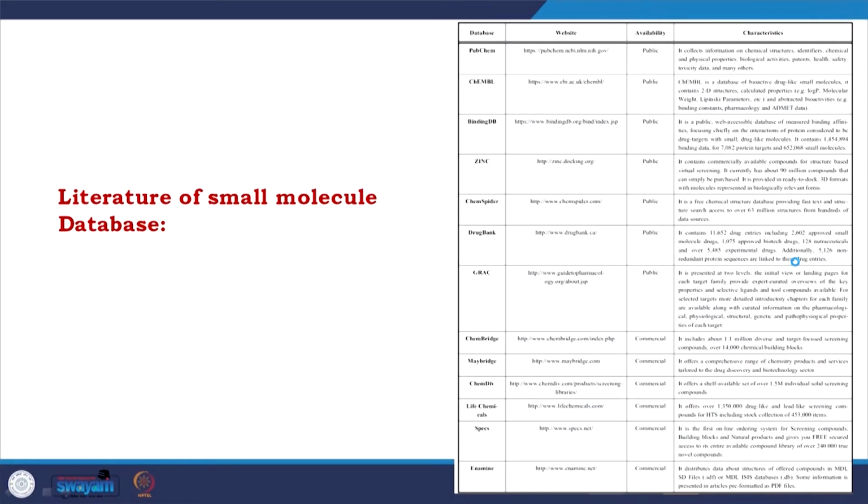These are databases of different small molecule libraries like PubChem, ChEMBL, BindingDB, ZINC, ChemSpider, DrugBank, GRAC, Cambridge, Maybridge, ChemDiv, Life Chemicals, Fake, Enamine. So, you could look at the links. I have made the links available to you. If you are more interested, go through them and you could find all those available libraries. If you see the word public written, they are freely accessible. The ones which are commercial, you have to pay for them.